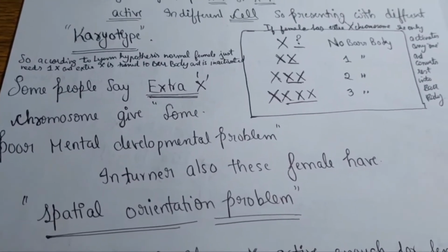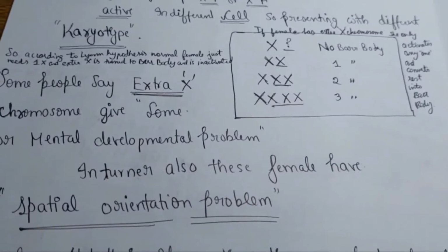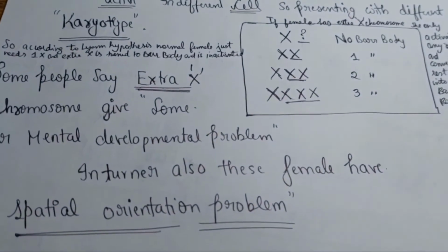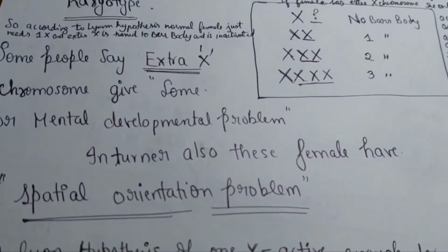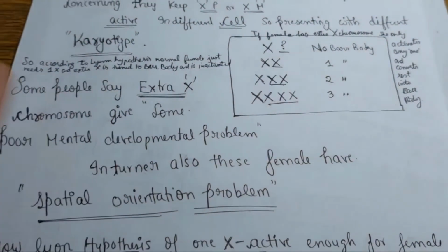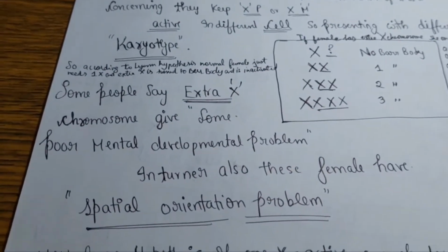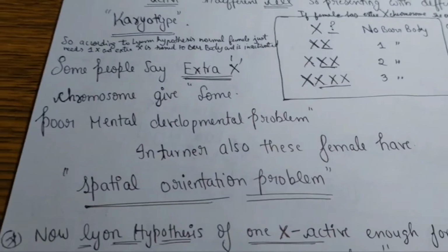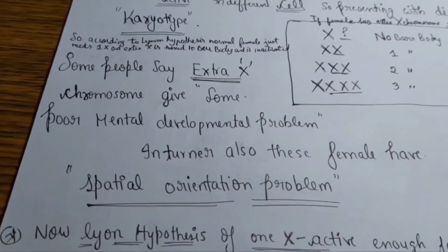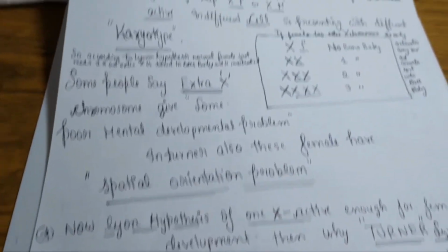And also in Turner females, or females suffering from Turner syndrome, we have noticed that they have a spatial orientation problem. That is, in corridors they don't understand how far people are or how close they have to be to someone. They have problems in external environmental orientation.